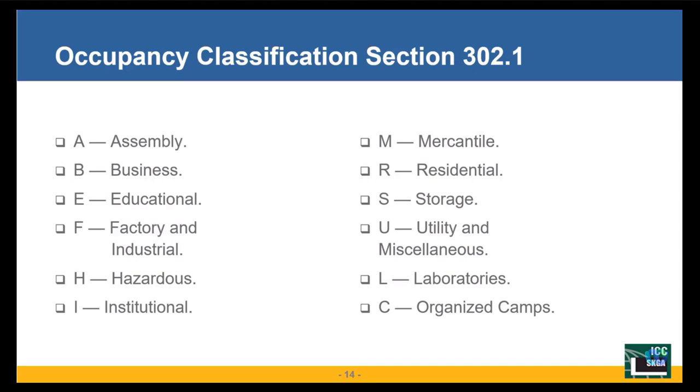Organized camps, group C, is another, again, state fire marshal occupancy. It's not in the IBC. It's for organized camps on a site with programs and facilities that have the primary purpose to provide outdoor living experience with social, spiritual, and other recreational objectives for 5 days or more. So if it's less than 5 days, we don't classify it as group C occupancy.